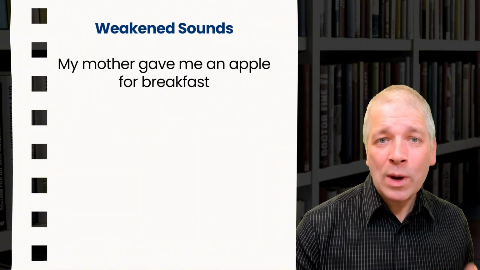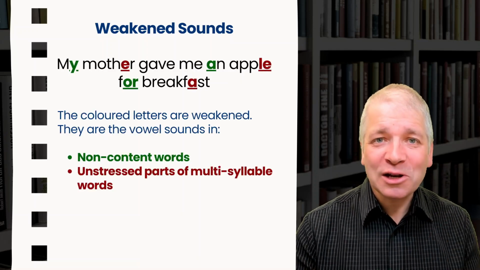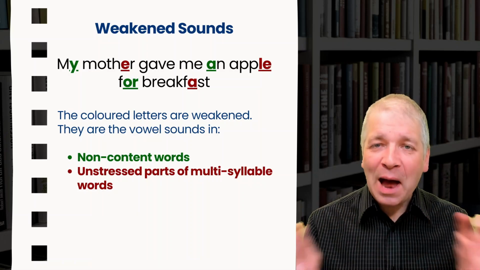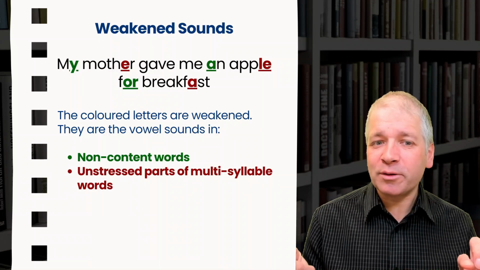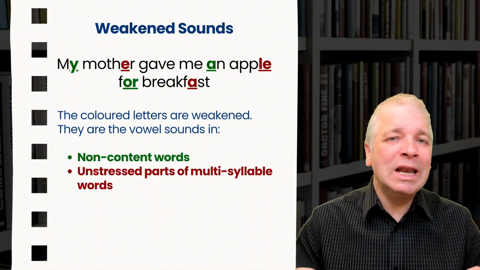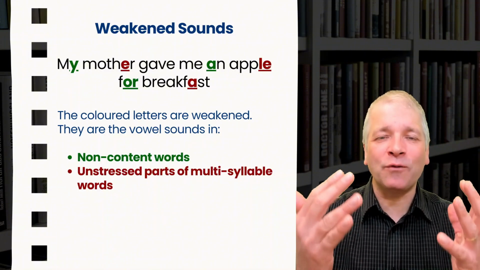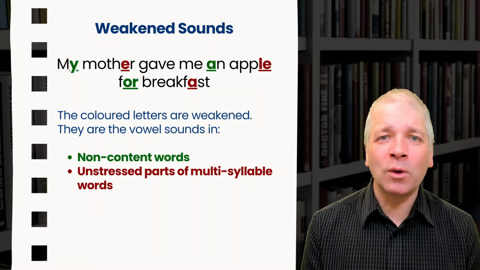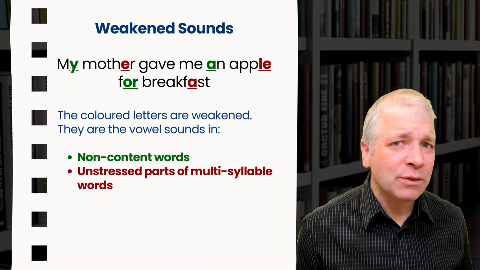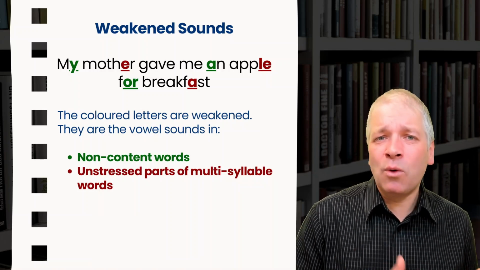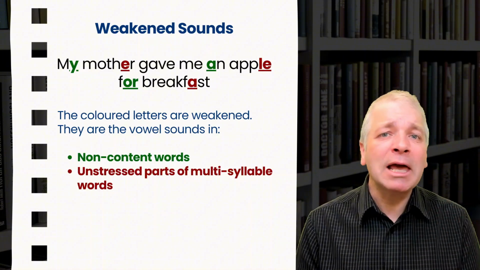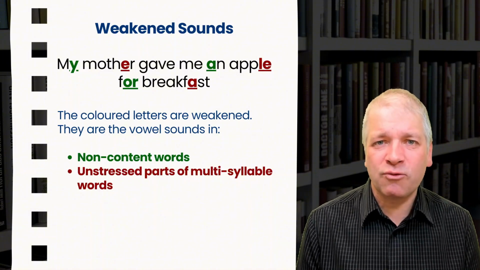I made some sounds weaker when I spoke. It was the coloured sounds that you can see on the screen here that became weaker. They are the vowel sounds in non-content words and unstressed parts of multisyllable words. So in the non-content words, we're looking at words that don't have any real meaning of their own. They're either simply grammatical words that link different parts of the sentence together, like an. An doesn't mean anything. It simply links words together or shows what a word represents. Also, pronouns like my are replacement words, and sometimes those are not stressed either.